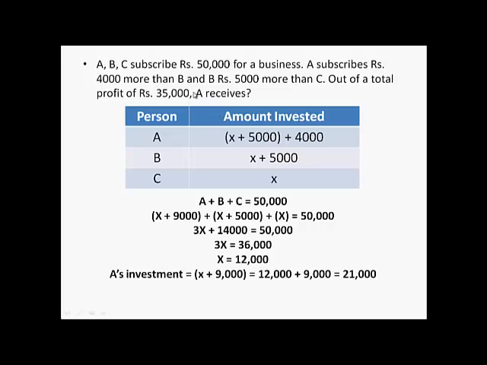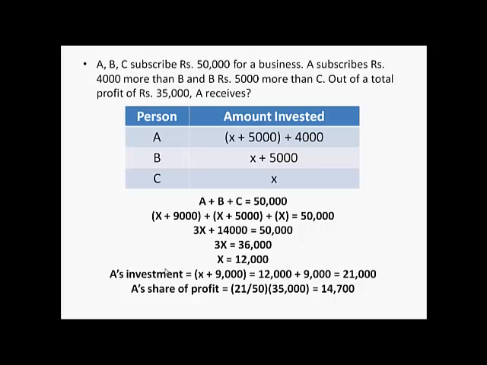So from the profit of 35,000, how much should A receive? Well, if A has invested 21,000 out of 50,000, then 21 by 50 is the share of 35,000 that he must receive. So A's share of the profit is 21 by 50 parts of 35,000, which amounts to 14,700. Understand, 21,000 out of 50,000 is what he invested. So 21,000 by 50,000 is his share of the profit. So 21 by 50 of the profit or loss is what A should always be getting.